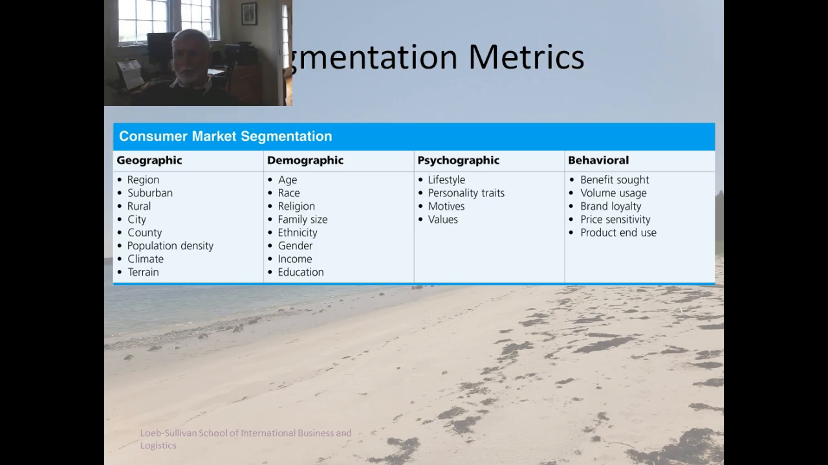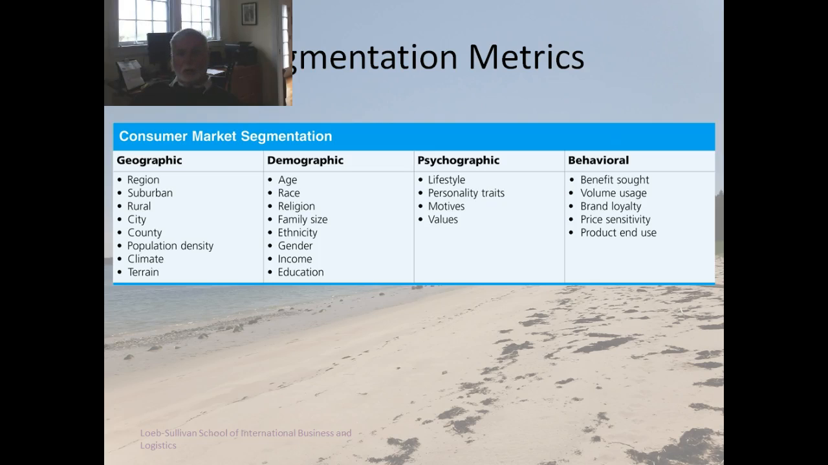Demographics, we're all pretty familiar with this. Age, we can break markets down by age. We can break markets down by race. So let's say we were selling Latino food, then we'd be looking at marketing to Latinos. If we're selling halal food, we'd be looking at marketing to people who are in the Islam religion because they have to eat halal food. So that's that kind of thing. So race, religion, I guess the halal example is a religion.